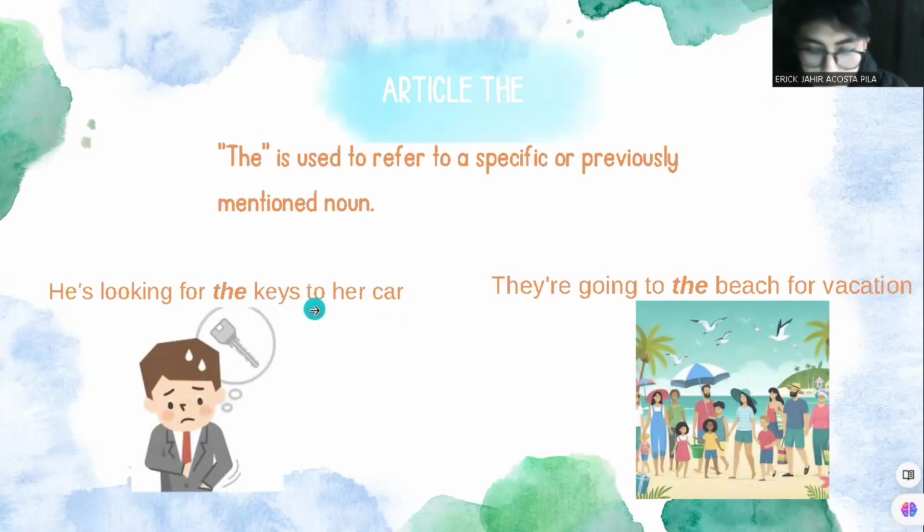Another example could be: they're going to the beach for vacation. In this case, beach is a specific noun because it is a specific place. So we also use the article the.